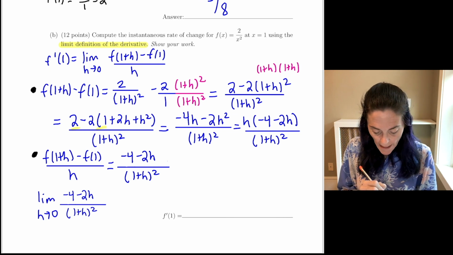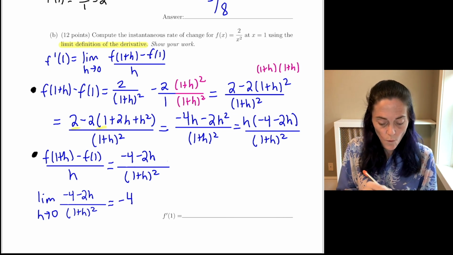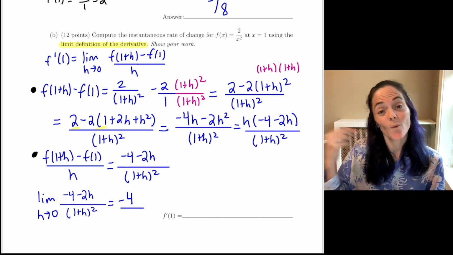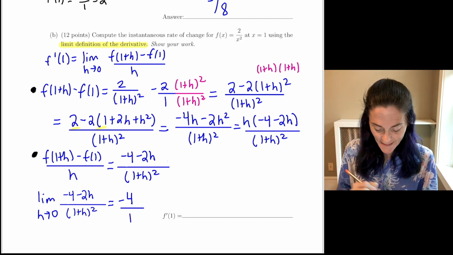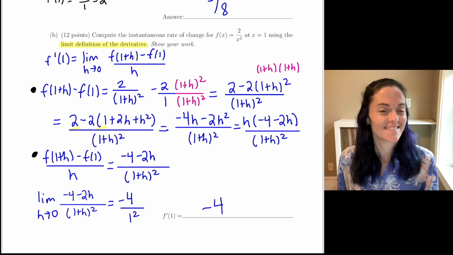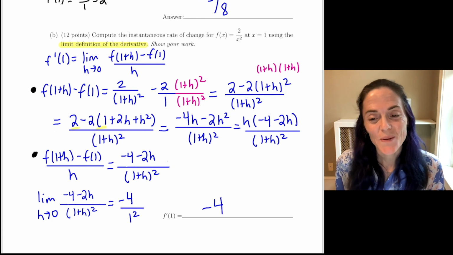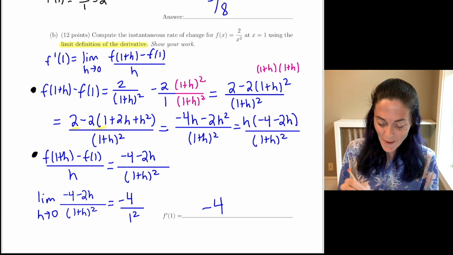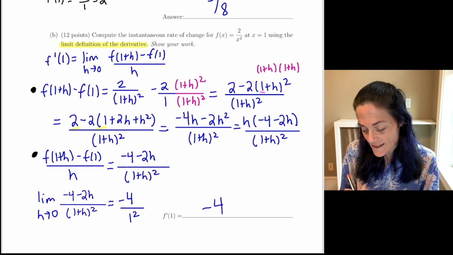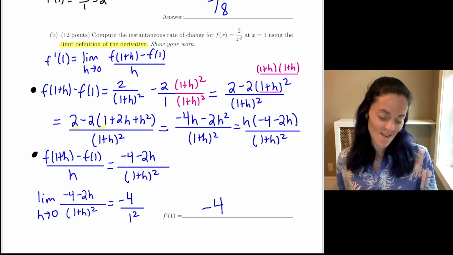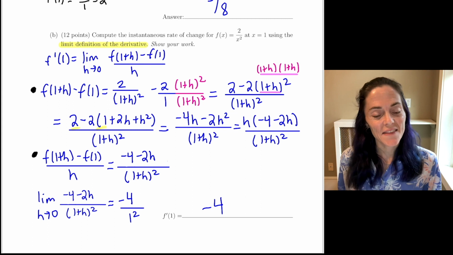We can evaluate h equals 0. We have minus 4 over 1 squared, which is just negative 4. This one was a wonderful problem, but I also understand that this is not an easy thing to do. So this was number 1 on this sample test.